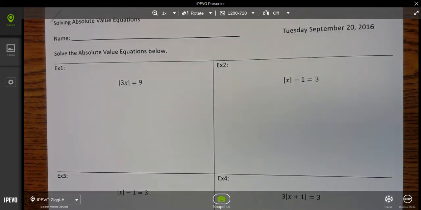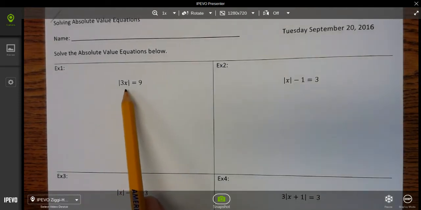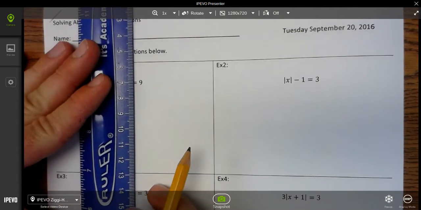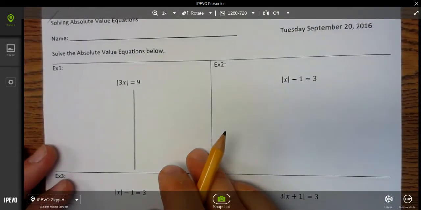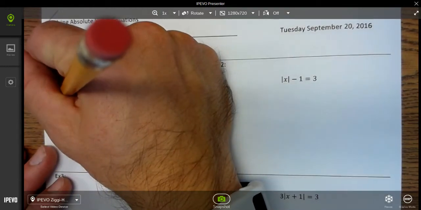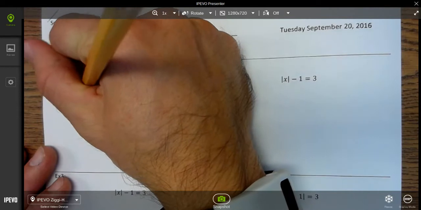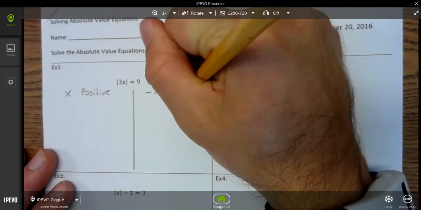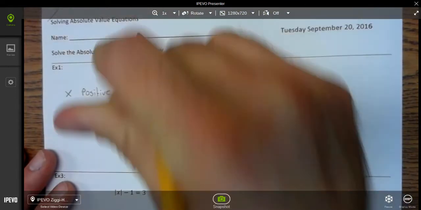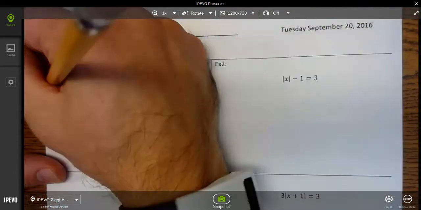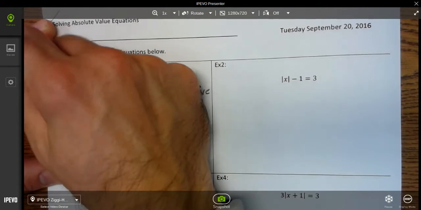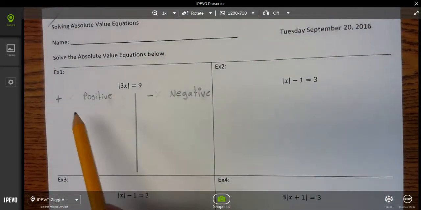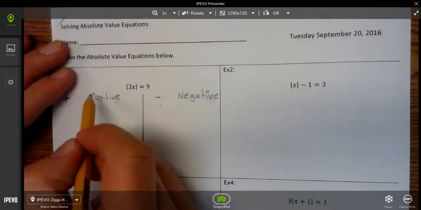Let's start with example number 1. The absolute value is isolated, so now we move on to apply the definition. The best way to apply the definition is to draw a line and split into the positive x and the negative x. I'm going to remove the x, but I'm getting it from the definition, and whenever we're solving, we have to take into consideration the positive and the negative.